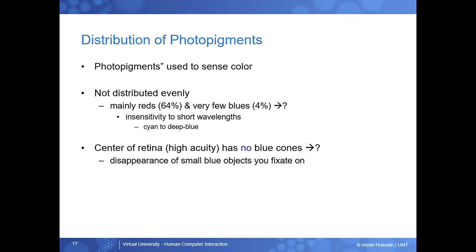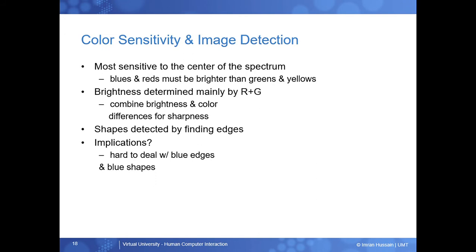Did you notice that when we see blues it's one thing, but if we see red, it's like boom, red, right away? Like the stop sign, or any alert sign, like when your device is low on battery, it's red, like, hey, red! But with blue, it's chill, calm. So the center of the retina has no blue cones, so small blue objects you fixate on disappear.